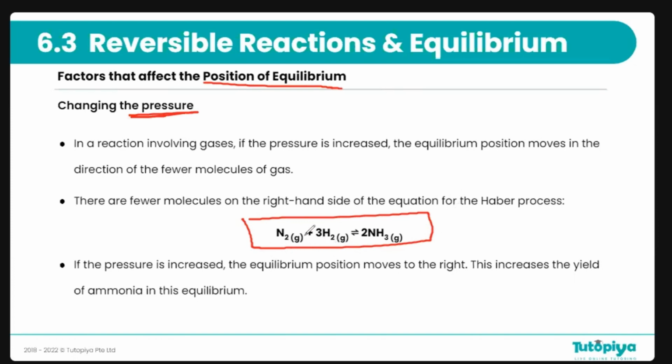Let's look at this example of nitrogen and hydrogen making ammonia gas. Nitrogen has only one molecule according to the balanced chemical equation. Here there are 3 hydrogen molecules. But on the product side, we only have 2 ammonia molecules. So here we have 4 particles altogether on the reactant side, and on the product side, we have only 2 molecules. So think about it. If you have more products than reactants, would the pressure increase or decrease?